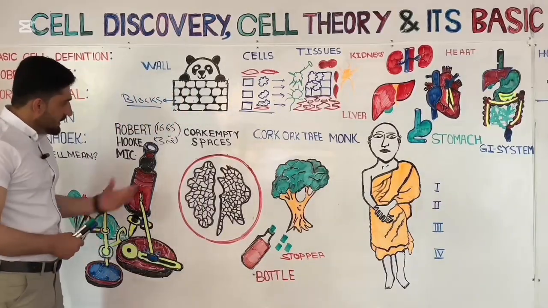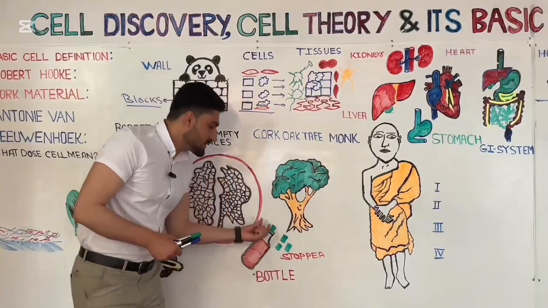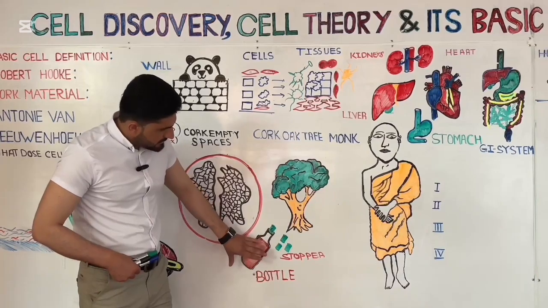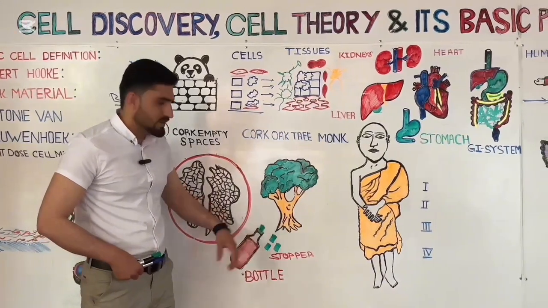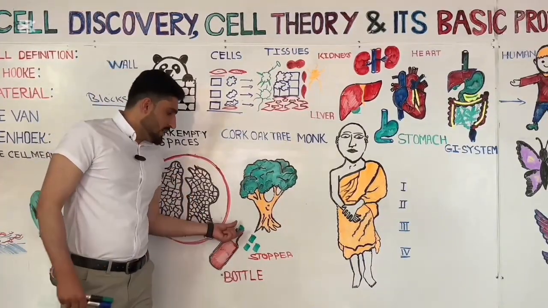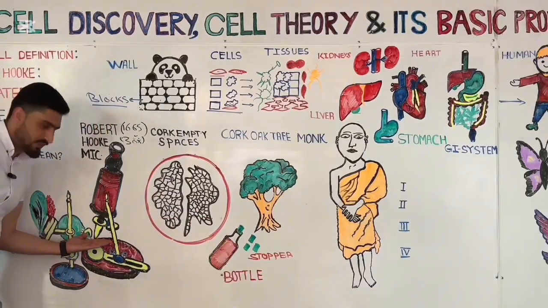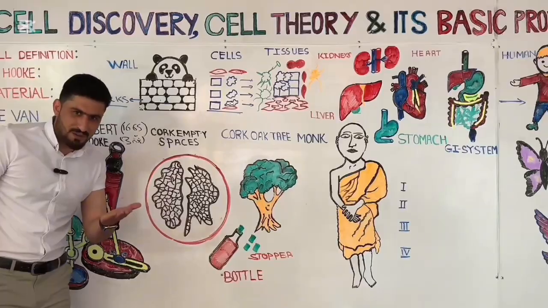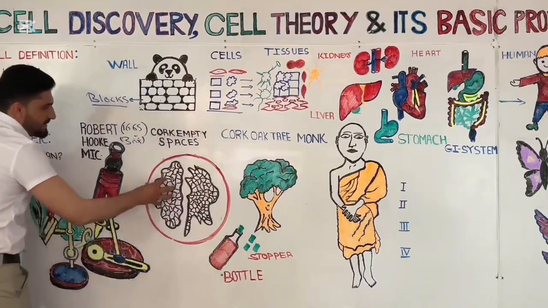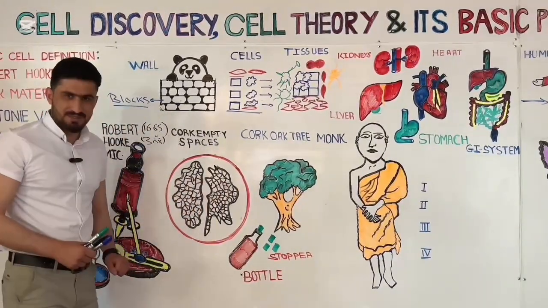So he thought one day, why are these stoppers so tight, why are they so suitable, why don't they allow air to go out from the inside of the bottle to the outside of the bottle? So he took a piece of cork, he cut it, and he put it under his microscope. When he examined this piece of cork, he saw some small holes within it. These holes looked like honeycombs.